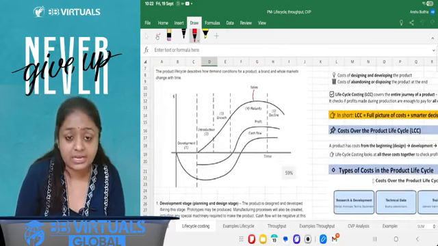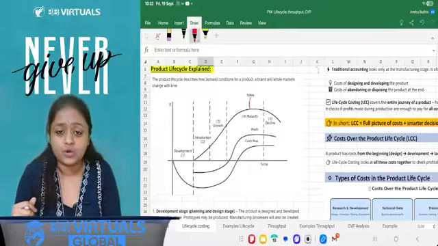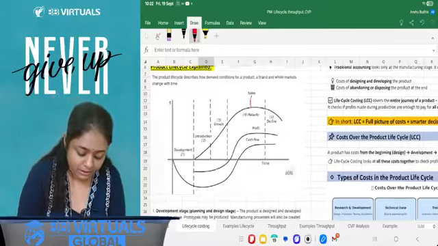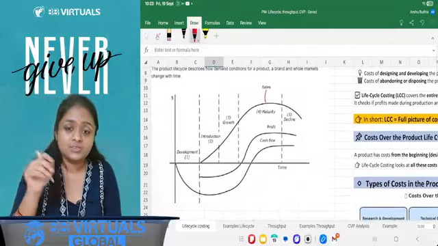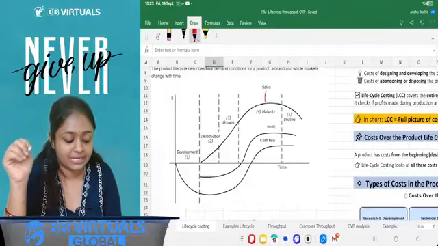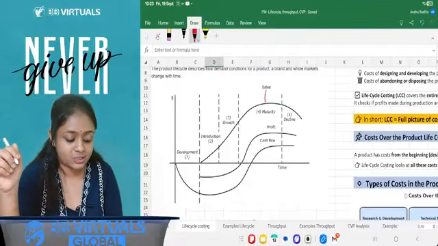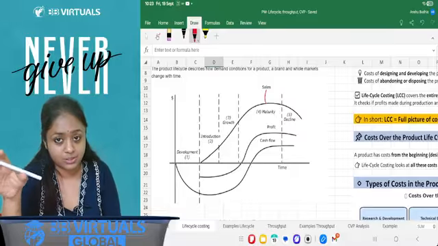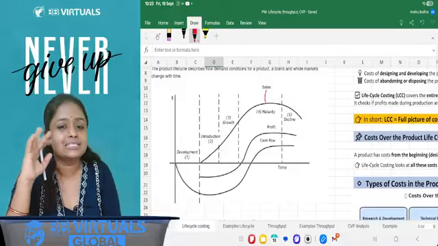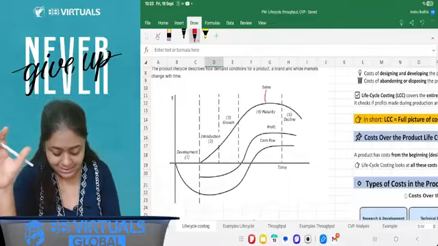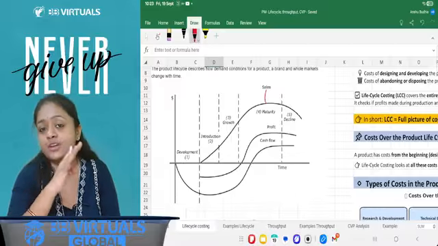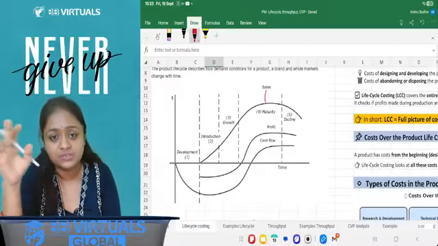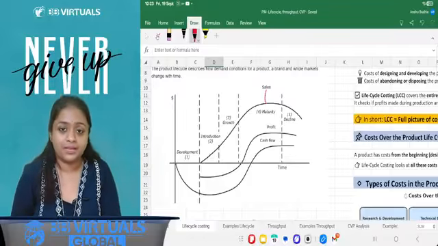Okay, here I've taken a graph, a kind of a flow chart, just to show you the product life cycle so that we can understand the different phases. Now, these phases are very important when you're writing your theory answer as well as when you are doing your practical questions, because these phases simply help you in understanding what cost will go where and which kind of cost will be incurred in all these phases. That also I will explain to you.